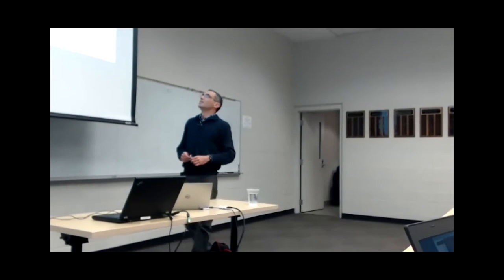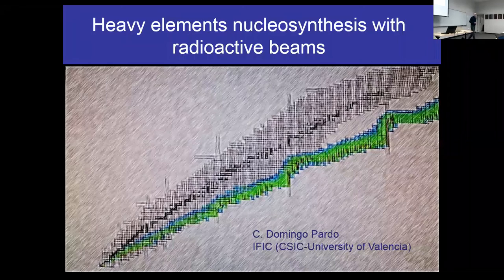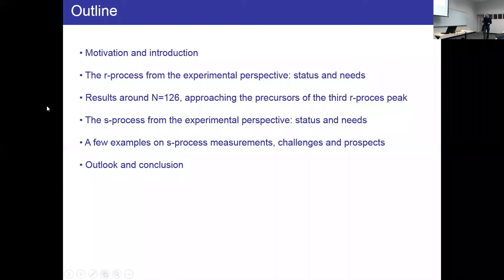Okay, now. So this is my outline. I will start with a very general introduction and motivation to the heavy elements nucleosynthesis topic. Then in the first part of the talk, I will introduce the rapid neutron capture process of nucleosynthesis. And I will show you some results from one experiment that we did at GSI in Germany.